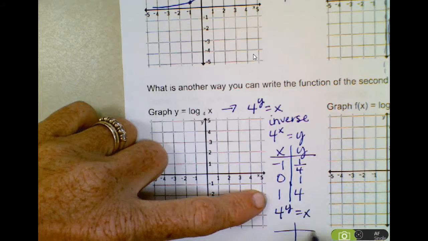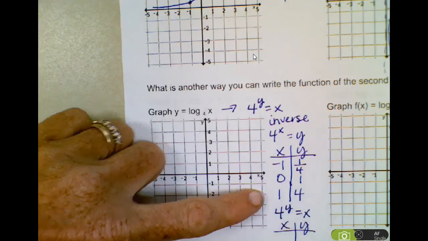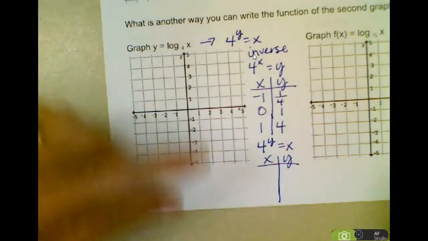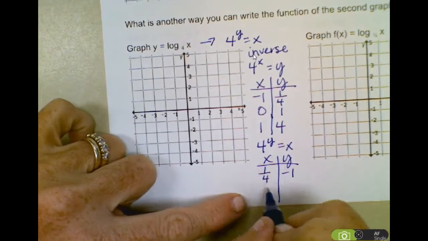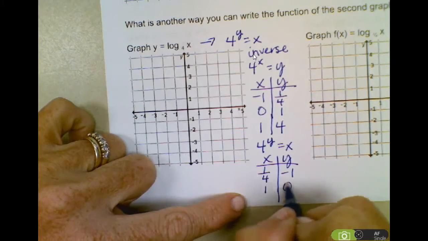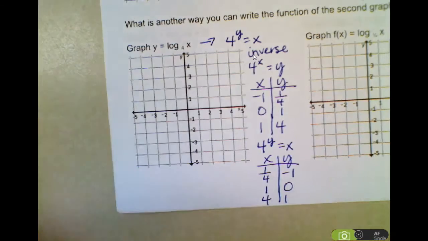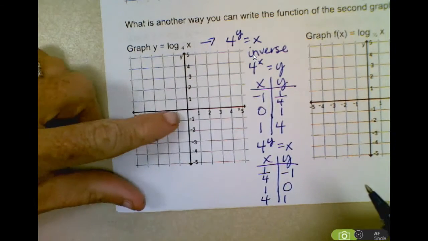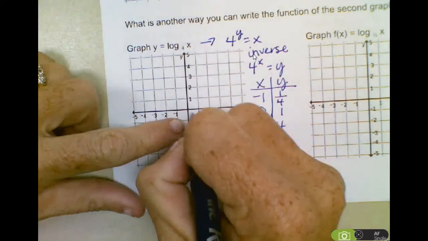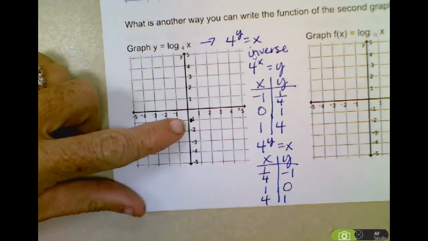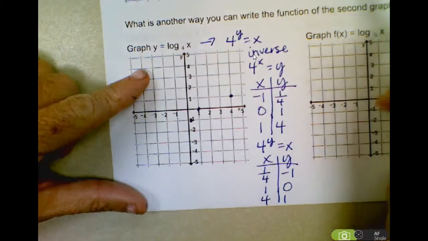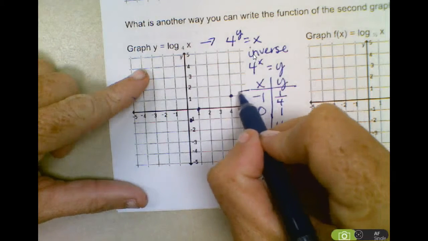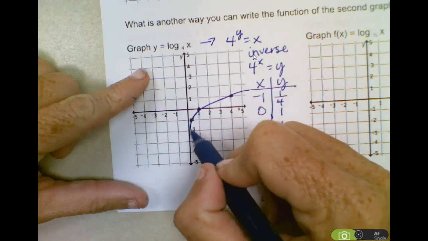We're just going to flip-flop our coordinates. So instead we would have 1/4 and -1, 1 and 0, and 4 and 1. Okay? So we would have 1/4, -1, so it's pretty close here, 1, 0, and 4, 1. So similar to our log 2 of x graph, except it's a little bit flatter, going to come down like that.